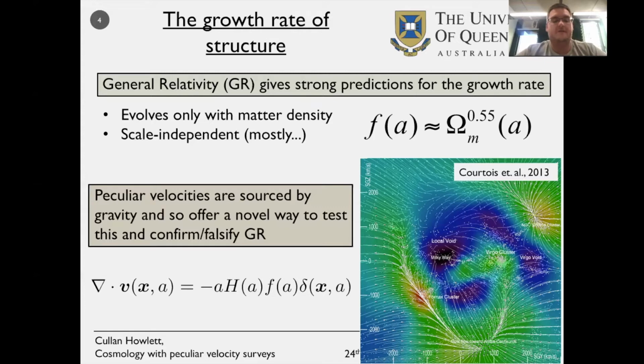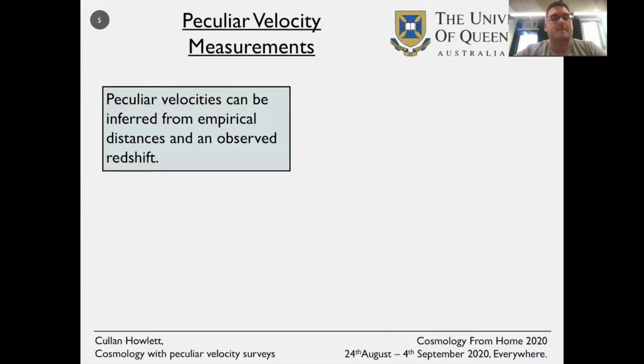Here, on the left, you've got the divergence of the velocity field, which we can measure with peculiar velocity surveys, as I'll get onto in a minute. And on the right, you have the density field, which you can either model or you can measure with redshifts. And the relationship between these two contains the growth rate of structure, which we want to measure and use to test GR. So peculiar velocities can be inferred from empirical distance measurements and an observed redshift.